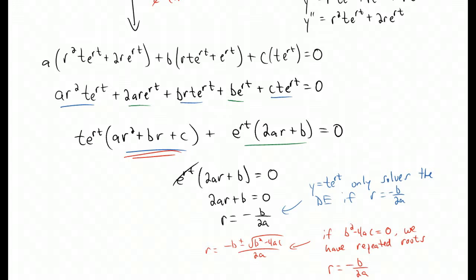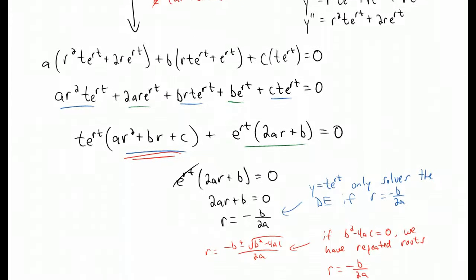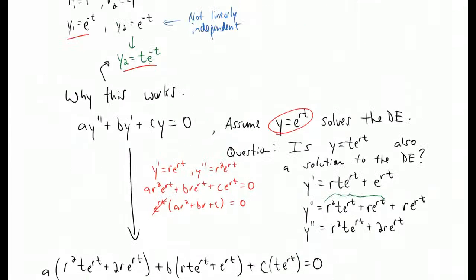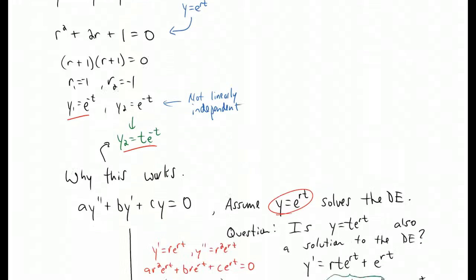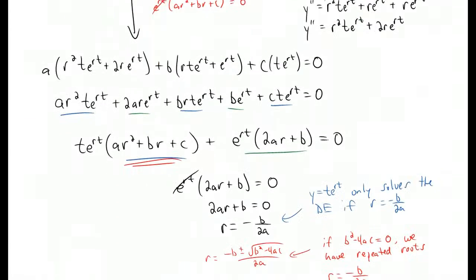So it still seems kind of magical, but it's really cool because the only time we need a second linearly independent solution to our differential equation, we can actually get one just by multiplying by t. The only time this works is when we have repeated roots, and that's really the only time we ever want it to happen. So I like that. I think that argument is fun.